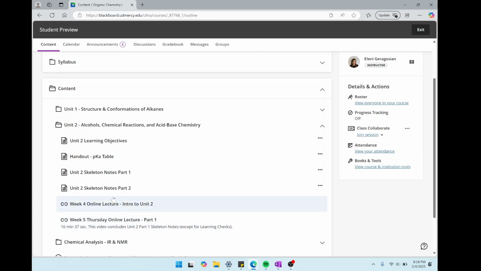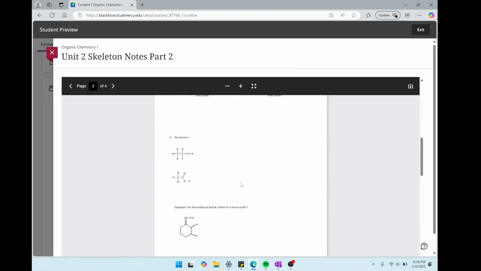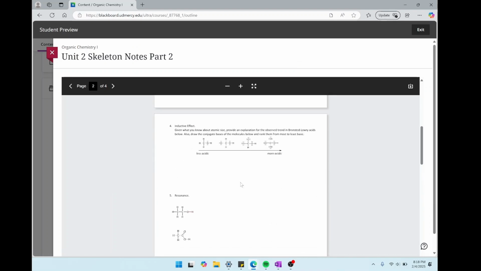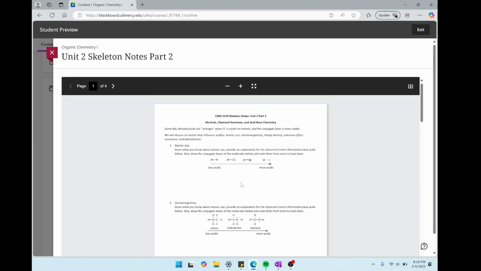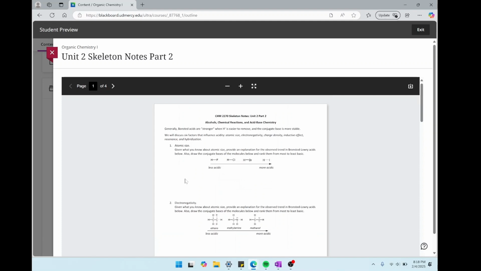I've also posted the Unit 2 Skeleton Notes Part 2. So if you open that up, you'll see the skeleton notes. We will also begin these on Tuesday. What we cover in these notes is much better explained in person, and I actually have some activities built in as we're learning the content. So I didn't want to do a remote lecture for this section of our notes specifically.